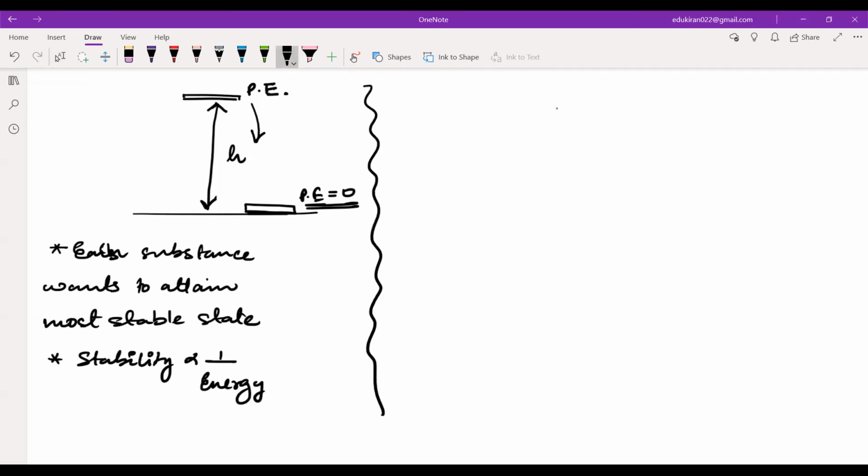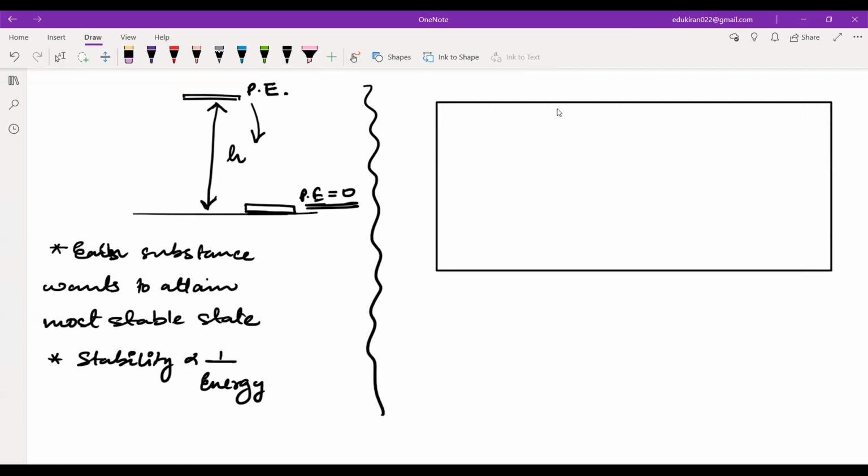Tell me about this situation. I have a box. It is completely isolated. Okay, so isolated means heat is not going to be exchanged from this system that we have made here. Heat is not going to exchange.